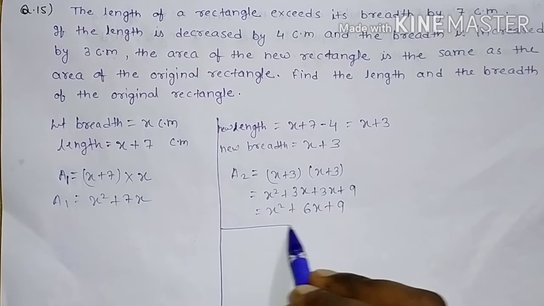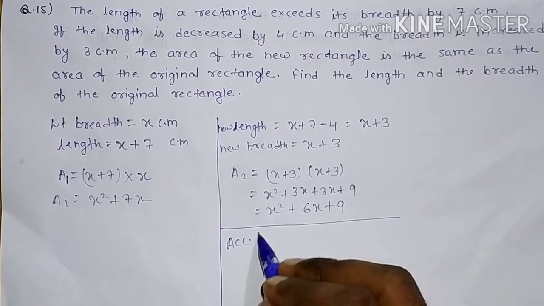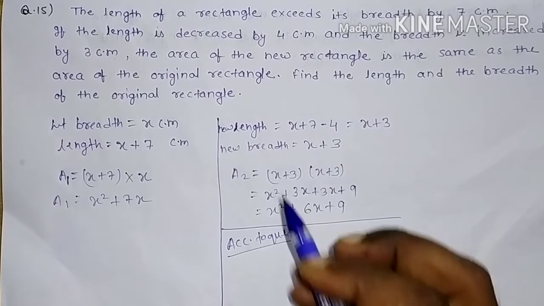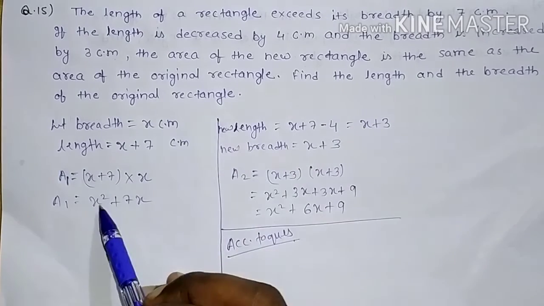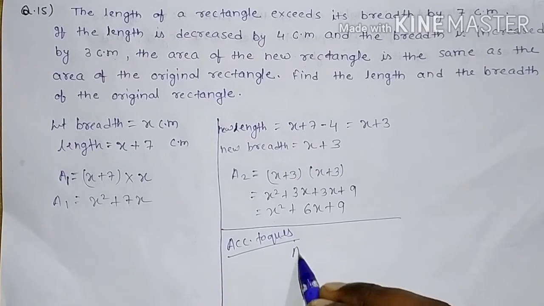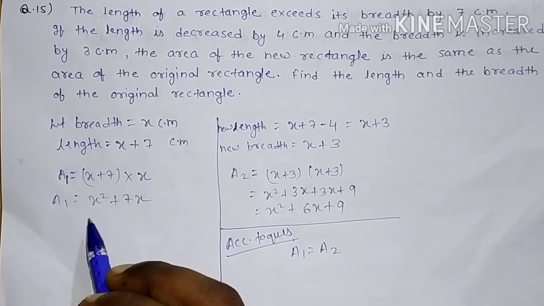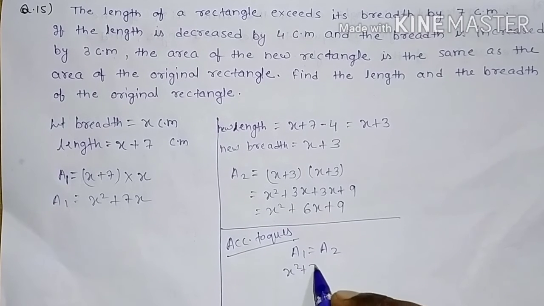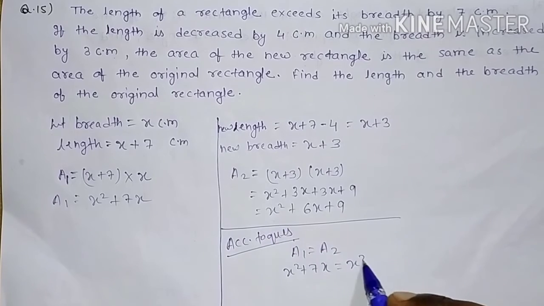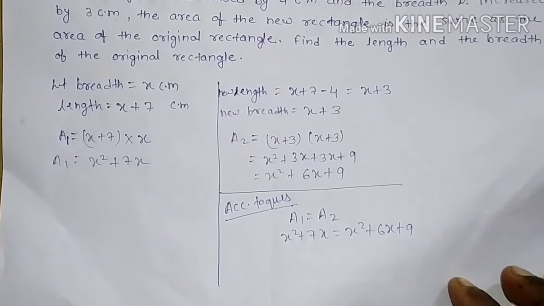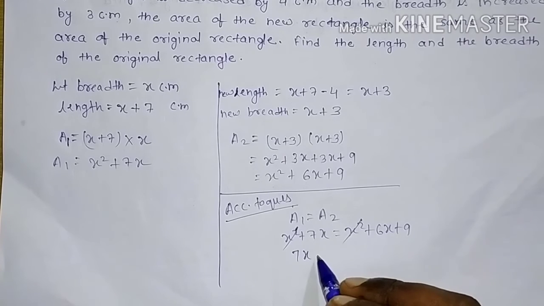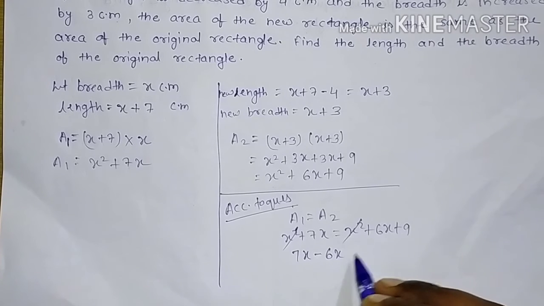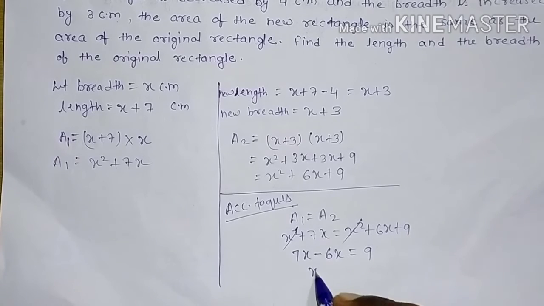According to the question, what is written? The area of new rectangle is the same as the area of original rectangle. That means both the areas are same. So A1 equals A2. Just put the value, that is x square plus 7x equals A2, x square plus 6x plus 9. Now x square cancels out, and 6x comes to the LHS side, so it becomes 7x minus 6x equals 9. Now 7x minus 6x is x, so x equals 9, so the value of x is 9 here.